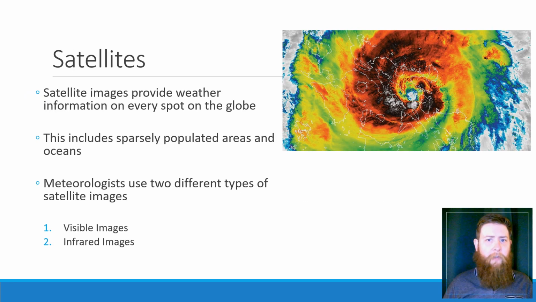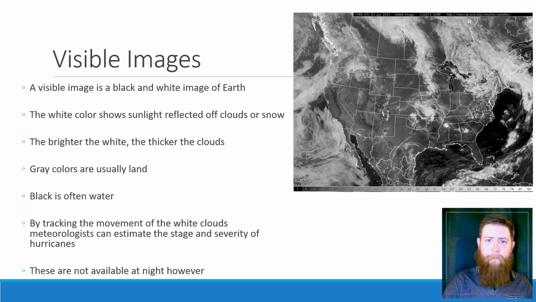One of the tools we use are satellites, and they help provide weather information on every spot of the globe. This includes areas where there's not a lot of people living, or maybe not a lot of weather equipment, in deep parts of Alaska and Canada. We use two different types of satellite images for weather. We use visible images and infrared.